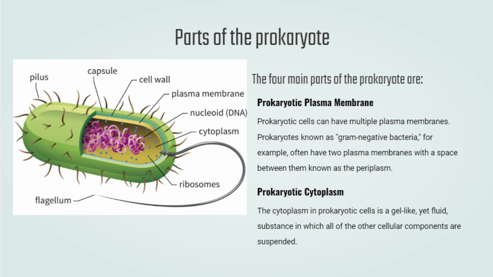Parts of the prokaryote. The 4 main parts of the prokaryote are: the prokaryotic plasma membrane. Prokaryotic cells can have multiple plasma membranes. Prokaryotes known as gram-negative bacteria, for example, often have 2 plasma membranes with a space between them known as the periplasm. Prokaryotic cytoplasm. The cytoplasm in prokaryotic cells is a gel-like, yet fluid, substance in which all of the other cellular components are suspended.